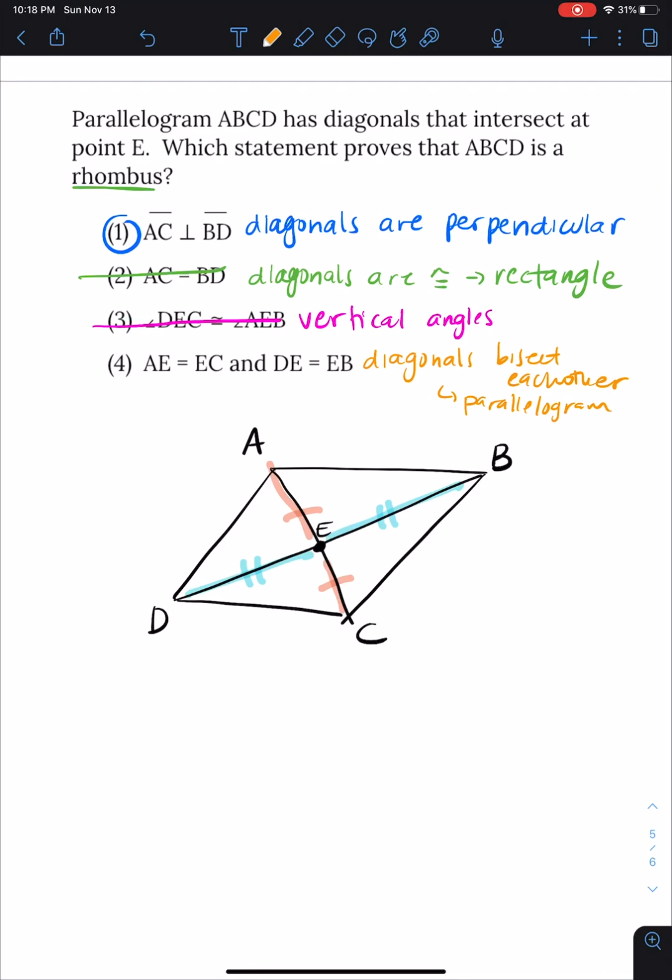The diagonals bisect each other in every parallelogram, a square, a rectangle, just normal parallelograms, so this specifically does not make it a rhombus. Therefore, our correct answer choice is number 1.